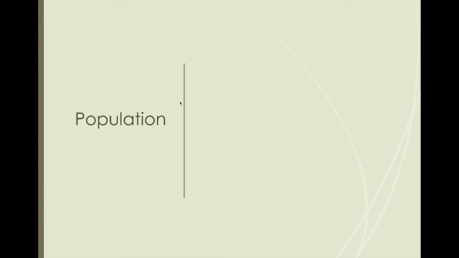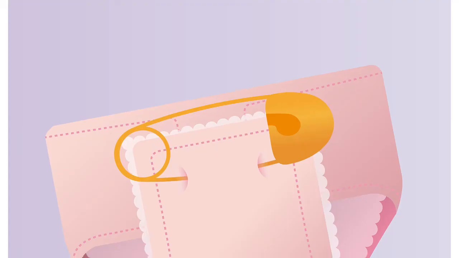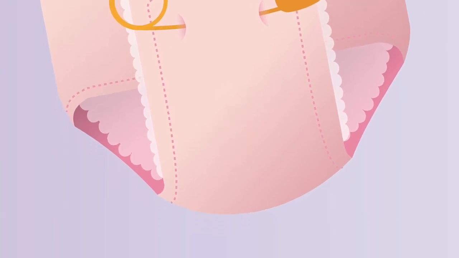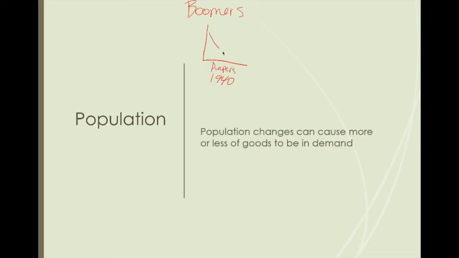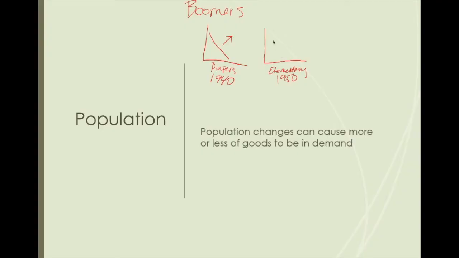Then you have population changes. Population changes can definitely cause the demand for something to change within a certain area or within a certain time frame. So let's think about this. You have the 1940s. The boomers happen. This whole population of babies. Well, diapers now come into huge demand. So you have that demand for diapers, boom, increase. Then you go a few years later, the 1950s, elementary schools. The demand for more elementary schools, boom, goes up.